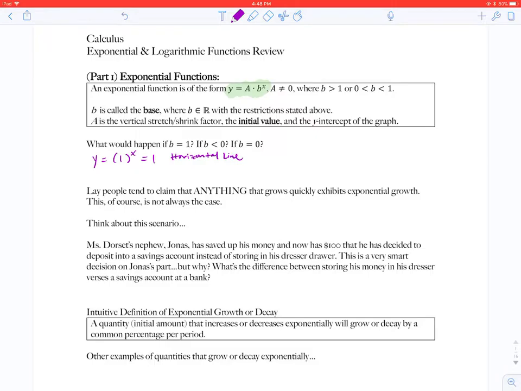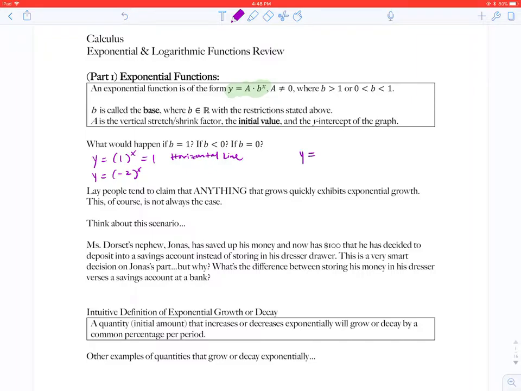Okay. If b were negative, like let's say we let b be negative 2, well, if we substituted, let's say, positive 1 in for x, we would get y is equal to negative 2. And then if we substitute positive 2 in for x, negative 2 squared is positive 4. And then if we substitute 3 in for x, negative 2 raised to the third power is negative 8. So the y values would kind of oscillate back and forth between positives and negatives. Okay, so that just won't work.